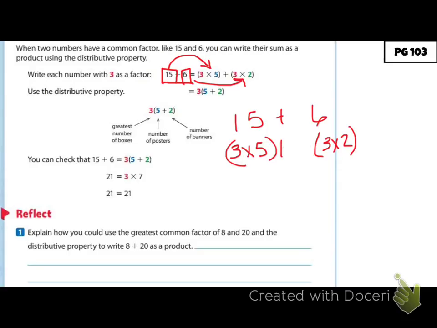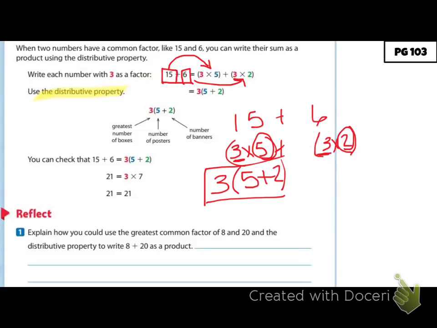Then we look, what do they have in common? Well, in this case, they both have a 3. So I'm going to take that 3 and pull it out and put it on the outside. Then I look at what I have left. I have a 5 and a 2. So I write 5 plus 2. And this is using the distributive property. We're distributing, or taking out what they have in common, and writing what we have left.